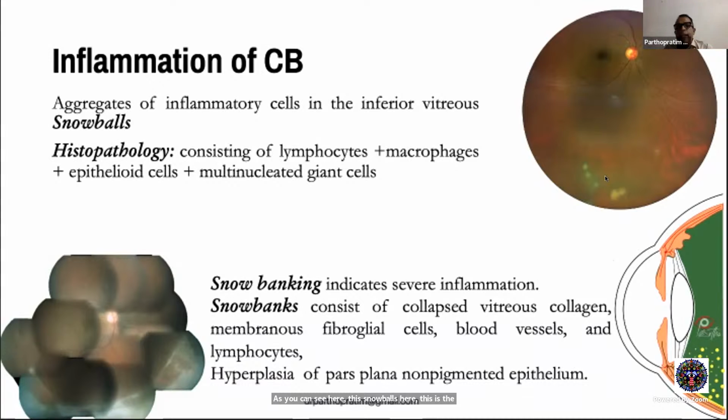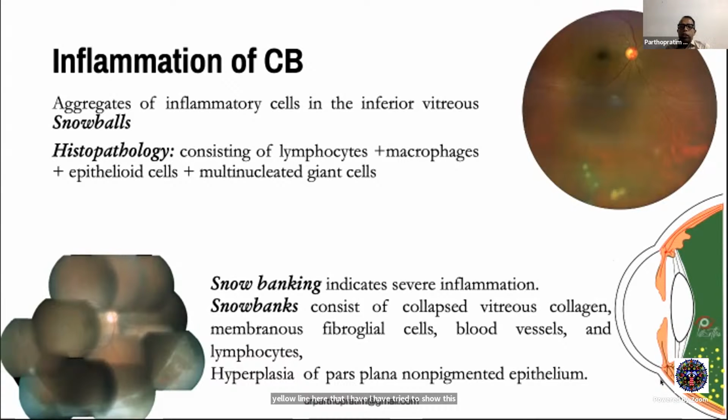So these are aggregates of inflammatory cells in the inferior vitreous and consist of lymphocytes, macrophages, epithelioid cells, and multinucleated giant cells. Now, snow banking, on the other hand, is the severe form of this kind of inflammation spectrum, as you can see here. And here you can see this yellow line that I have drawn to show the snow bank.